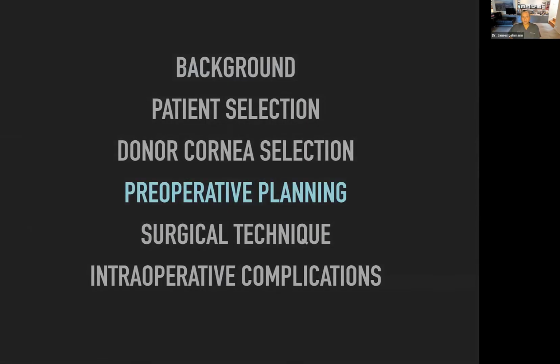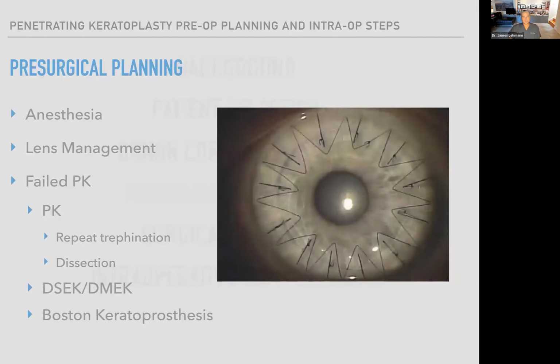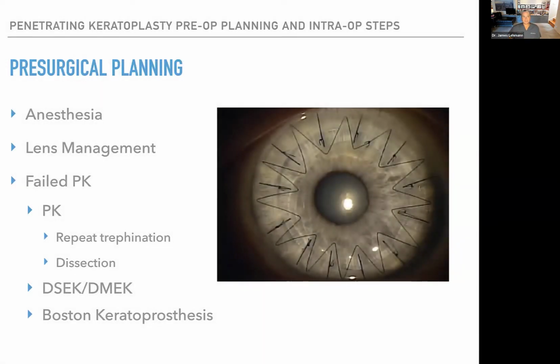Okay, so that's a little bit about patient selection and donor cornea selection. Now we're going to talk about the preoperative planning. There are some different aspects to this, right? We're going to start with anesthesia. We're going to talk about the lens. Are they phakic? Are they pseudophakic? And then we're going to talk about the special case of a previous failed transplant.